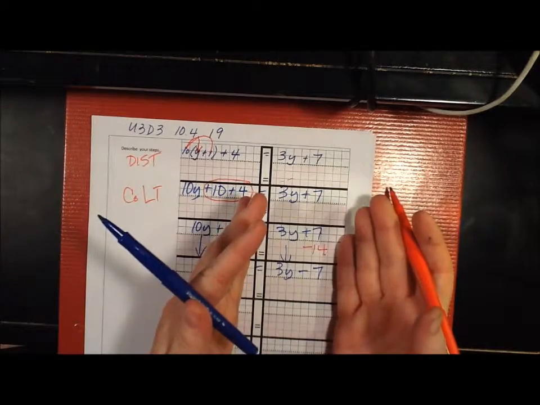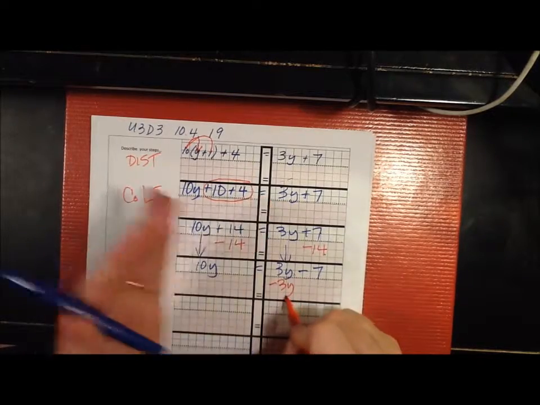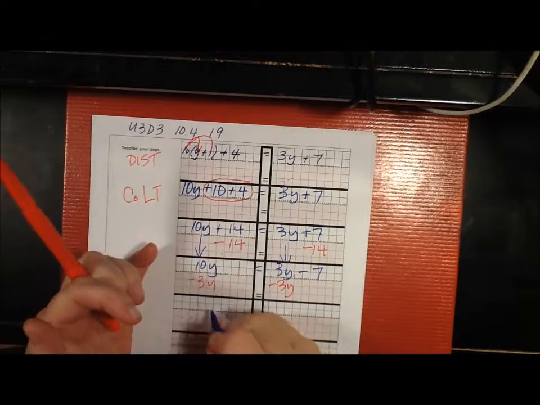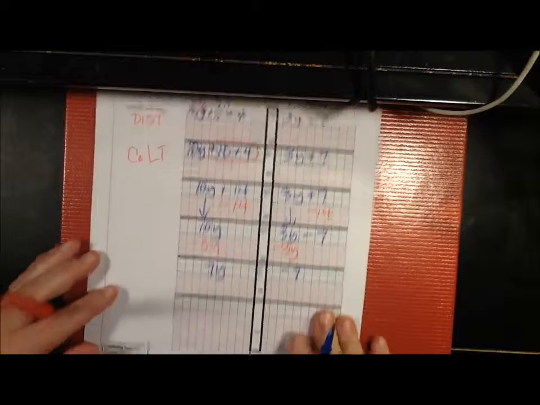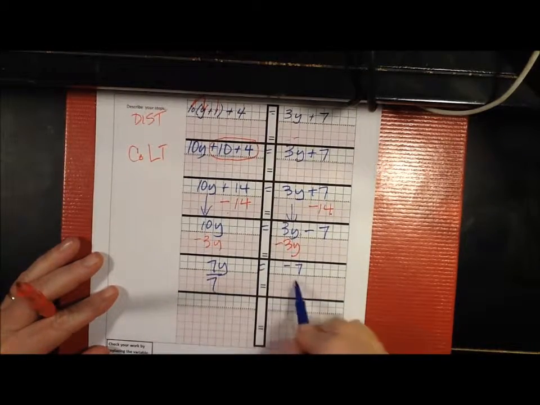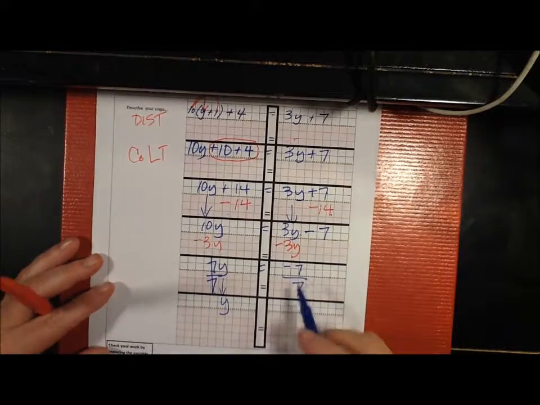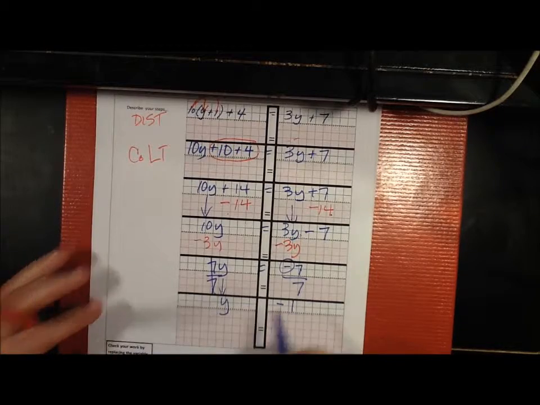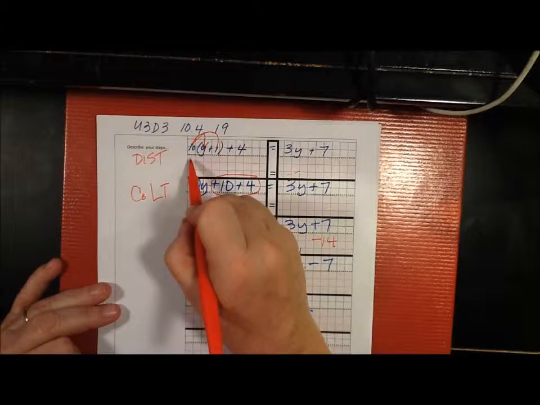This side we still have to get rid of some stuff. This one doesn't belong, so we're going to add the opposite, both sides. And then I end up with 7y equals negative 7. I'm going to divide the 7 out. That turned into 1. Bring down the y. 7 goes into 7 one time, but it's a negative. So negative 1.